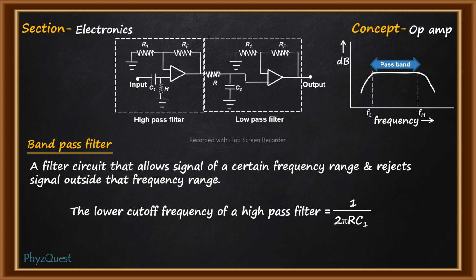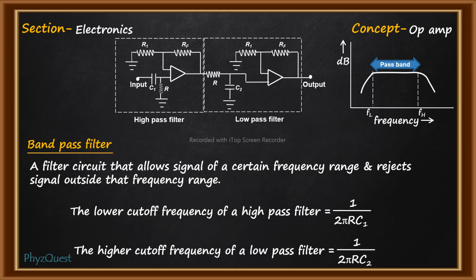Here again, as per the formula, the higher cutoff frequency of the low pass filter will be 1 by 2 pi R C2. So these are the two formulas which we need to solve this problem. The question here is, we are given a band pass filter circuit where one part is a high pass filter and another part is a low pass filter, and we are given the respective cutoff frequencies. We need to calculate the capacitance values C1 and C2 respectively, using these two formulas.